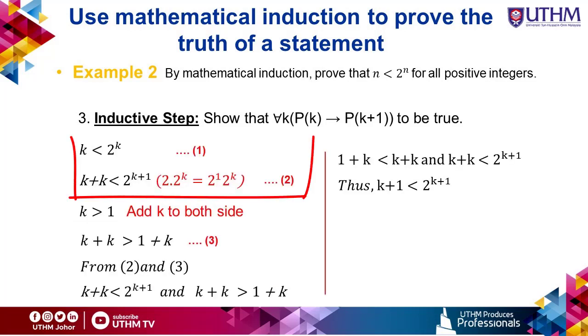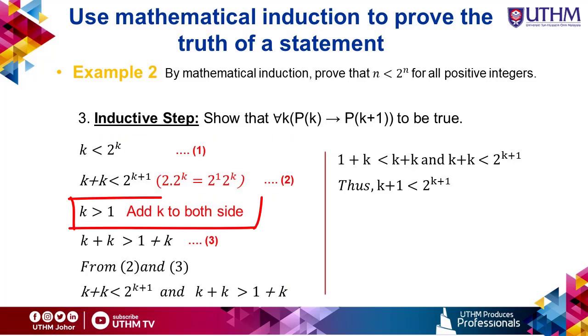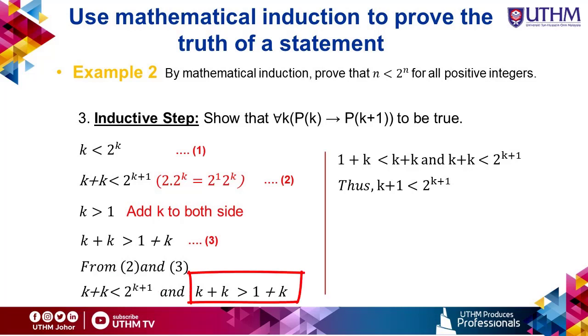So far, we have 2 expressions. For k greater than 1, add both sides with k. Now, we label them as the third expression. From the second and the third expressions, we get k plus k less than 2 to the power of k plus 1 and k plus k greater than k plus 1.